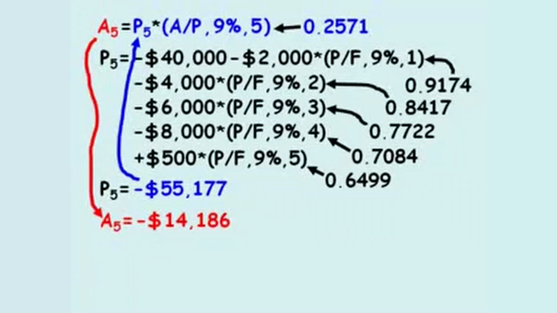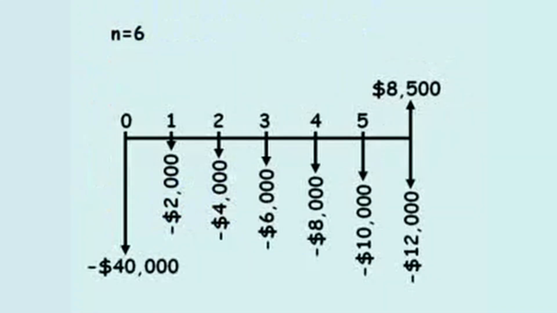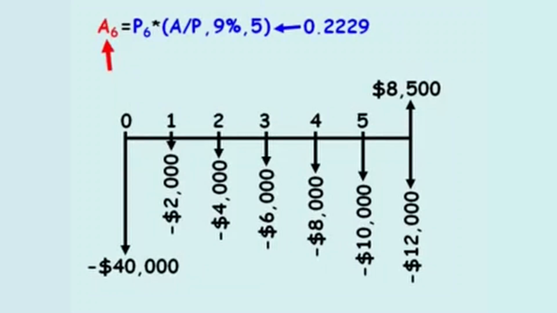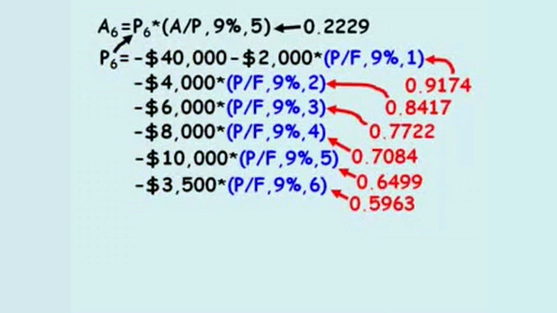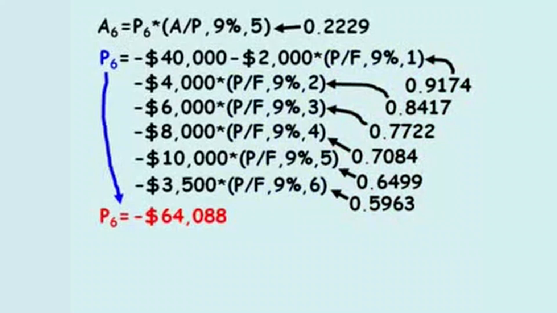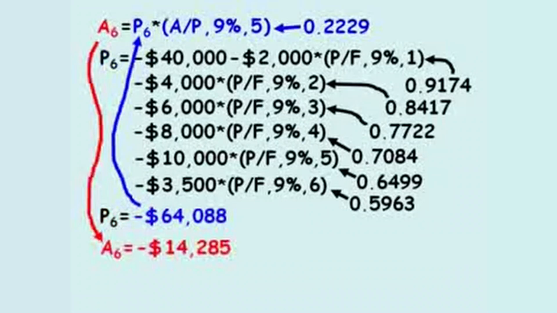Lastly, for n equal to 6, the equivalent annual amount, A6, is computed by first determining the equivalent present value, P6. After looking up the discount factors, the equivalent present value, P6, equals negative $64,088. This makes A6 equal to negative $14,285.